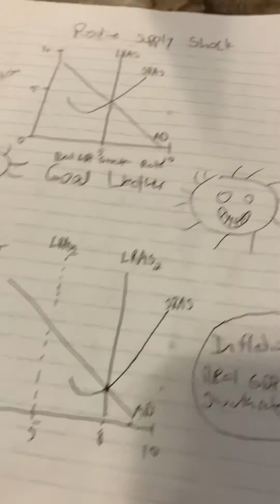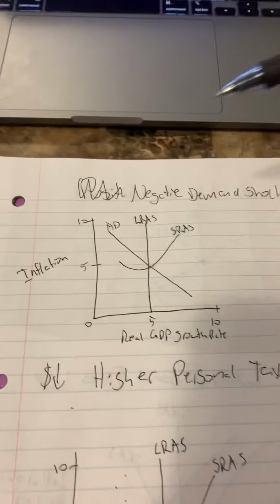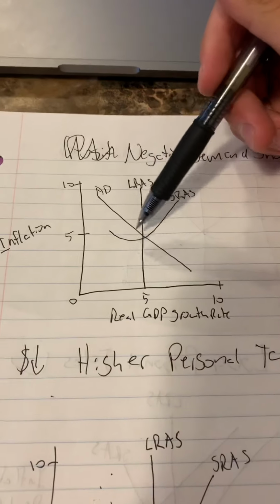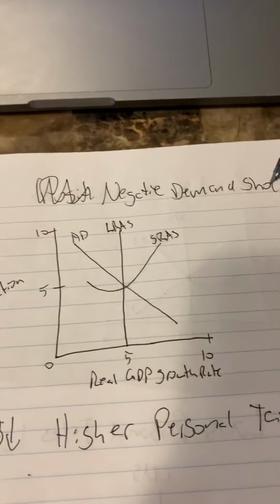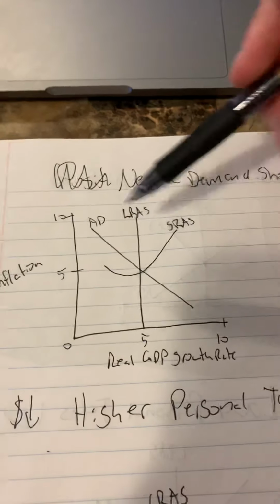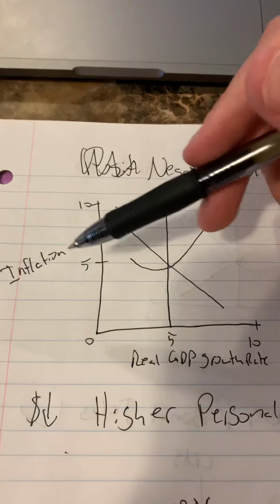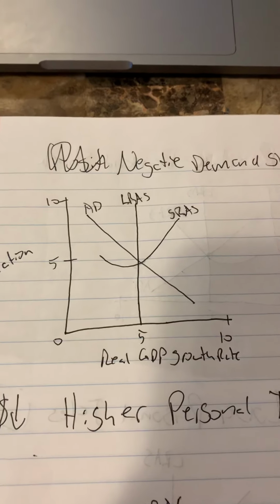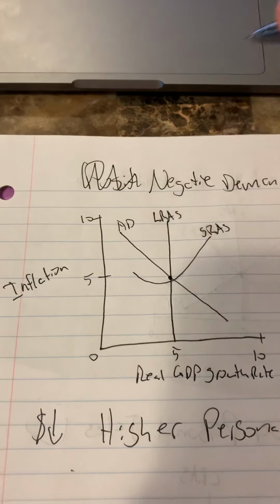And now we're going to take a break from our long run aggregate supply curve, and we're going to jump over to our aggregate demand curve. And so here we're going to go over a negative shock. And so here we have our basic ADAS model with inflation on the y-axis, real GDP growth rate on the x-axis, and we have an equilibrium point of about 5 again.